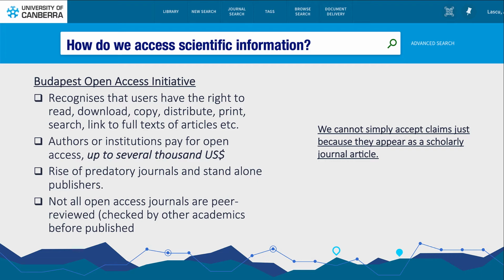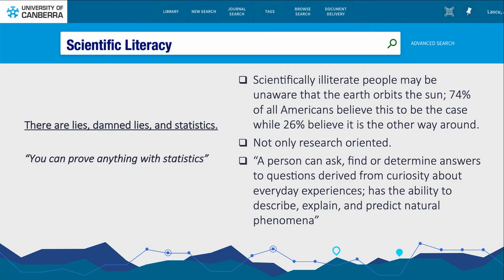We cannot simply accept claims just because they appear as a scholarly journal article, and peer reviewers actually act as the gatekeepers to knowledge. They make sure that we're keeping honest, that our methods are up to standard, and that we're presenting information in a scientific way.